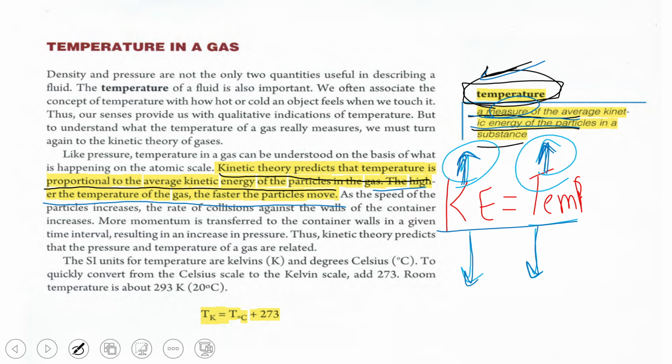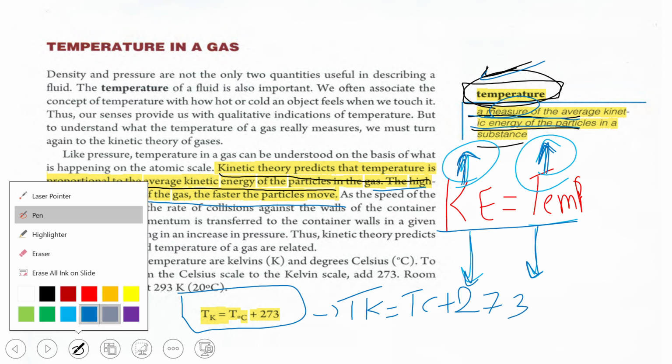We have this rule too. This rule is important to convert the temperature from Celsius to Kelvin, or Kelvin to Celsius. T in Kelvin is equal to T in Celsius plus 273.